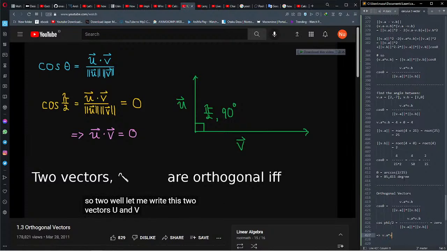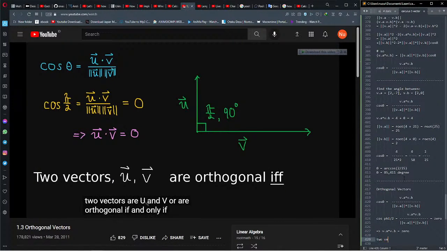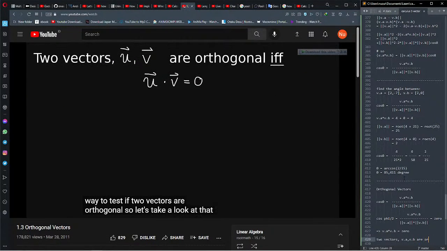Two vectors u and v are orthogonal if and only if. If you've never seen this before, this is shorthand notation for if and only if. Two vectors u and v are orthogonal if and only if u dot v is equal to 0. So now we have a nice easy way to test if two vectors are orthogonal. So let's take a look at that.